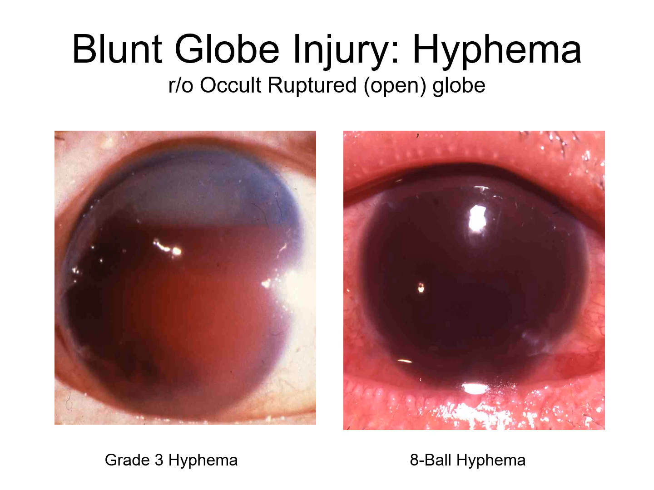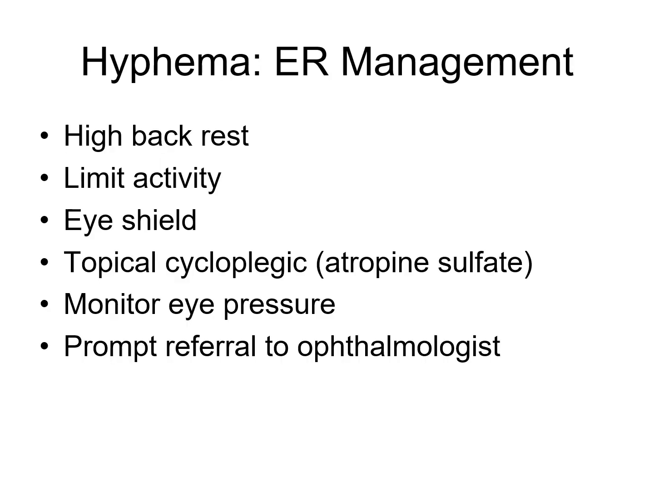Blunt globe injury may cause hyphema or the collection of blood in the anterior chamber of the eye. ER management is usually conservative and may resolve after a few weeks. Prompt referral to an ophthalmologist is still important in order to manage traumatic hyphema.